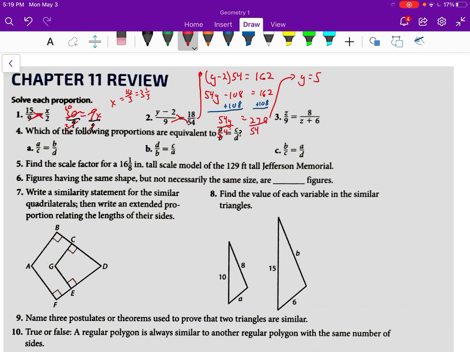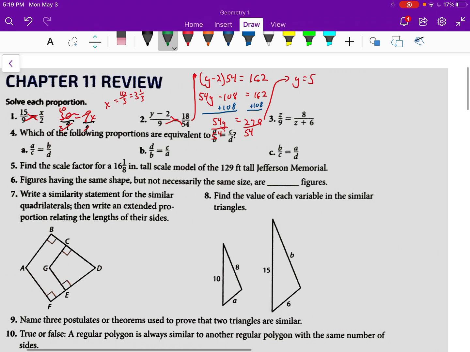And this last one from this section, we're going to cross multiply again. This one actually is going to involve maybe some algebra 1 type stuff. So we're going to cross multiply, and we have z times z plus 6 equals 72. So we distribute the z. We get z squared plus 6z equals 72. Subtract 72 from both sides. And then we have a quadratic.